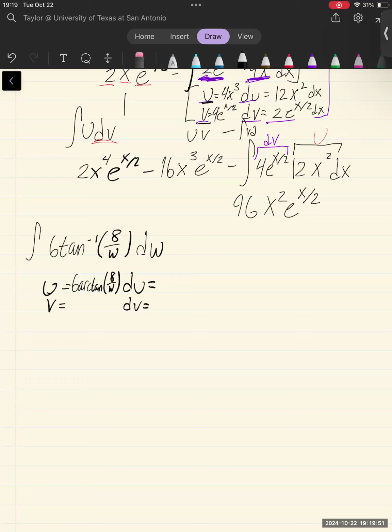Okay, so now that we know that 6 arctan 8 over w is our u, what is this derivative? Is it 1 over 1 plus, sorry, 6 over 8? 6 over 8? No, it's gonna be, 1 second, let me think.